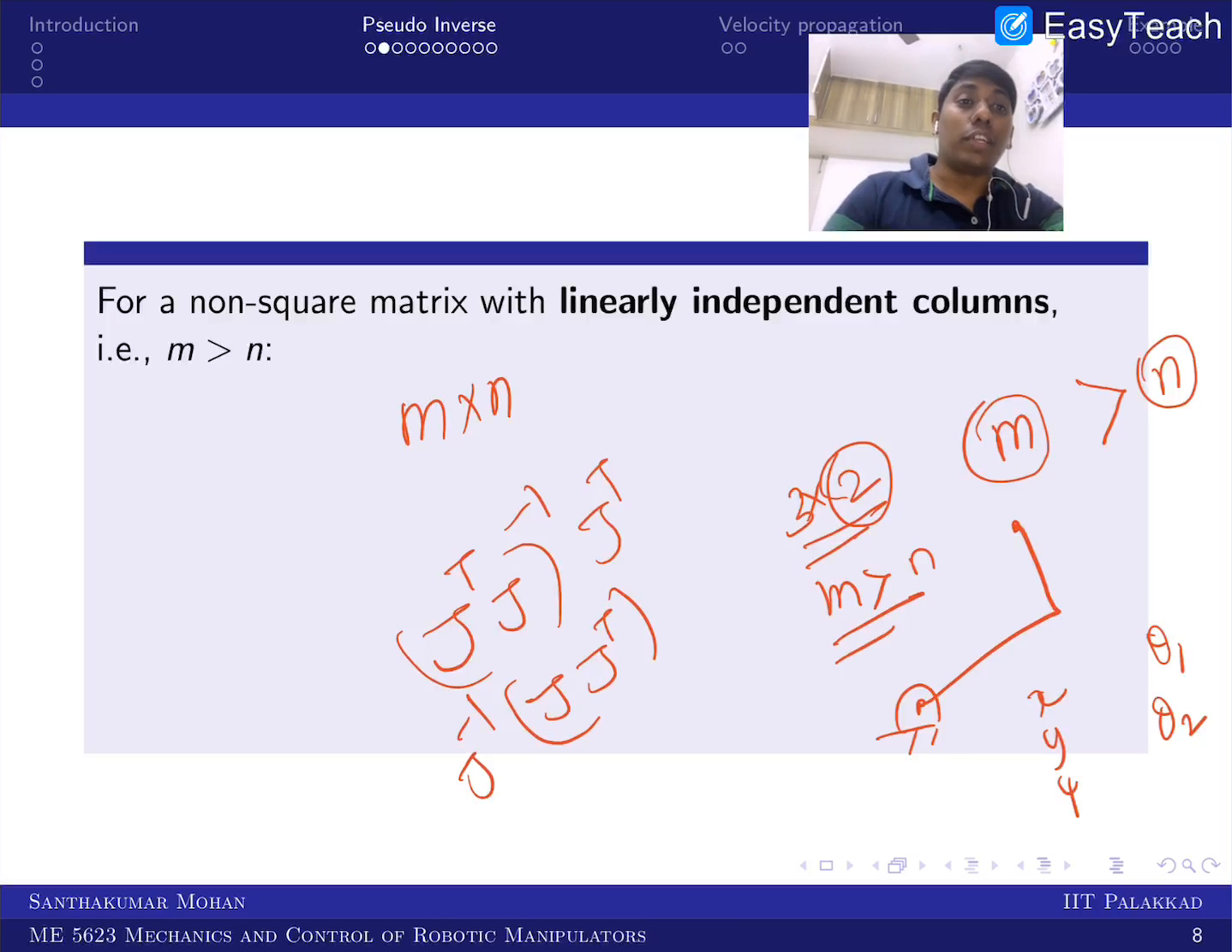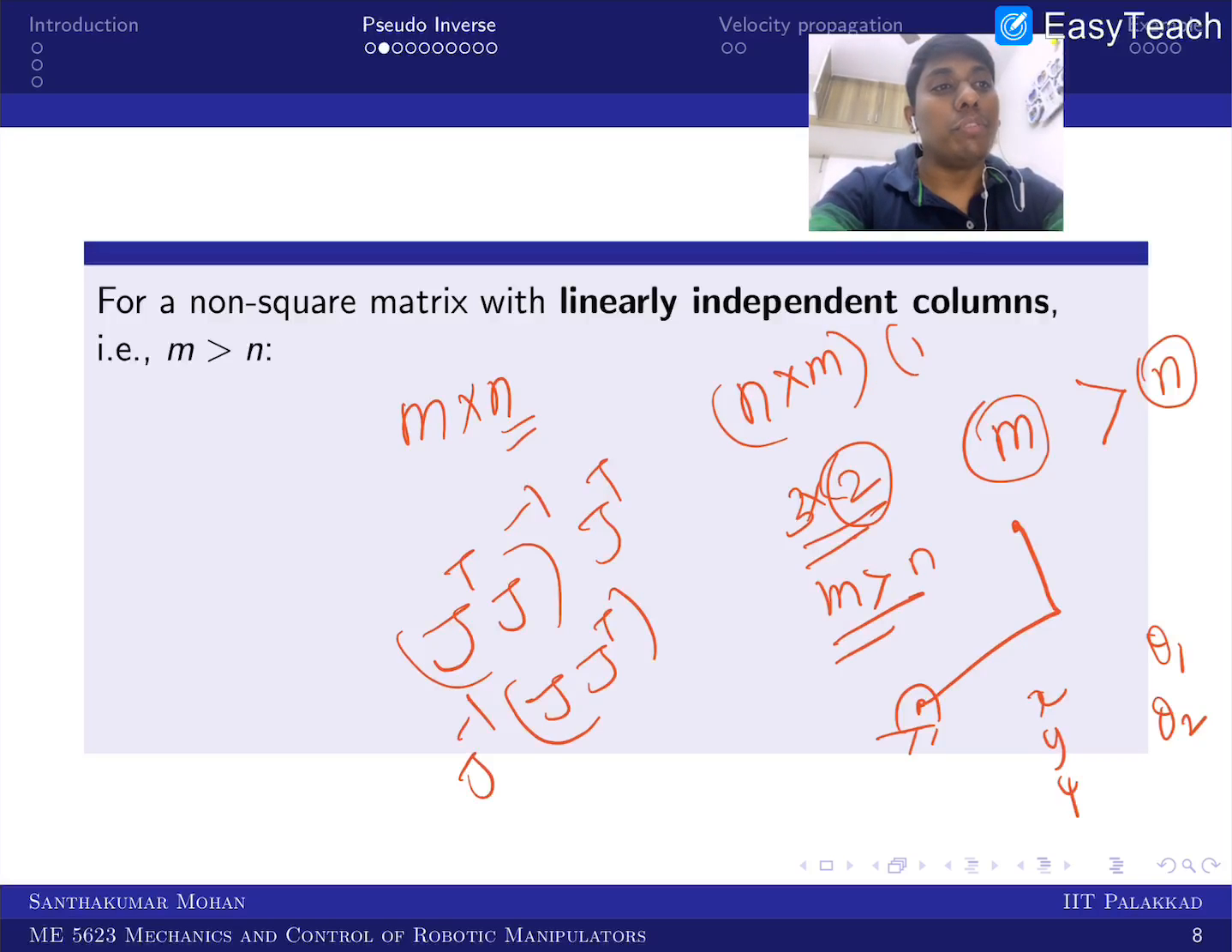So right now, for simplicity, we will see what really the background is. Here, n is smaller. If I combine J transpose and J, what is the smallest matrix I get? If I take n cross m into m cross n, that is J transpose J. So I get n cross n as the smallest matrix, right? So that is what we are doing.